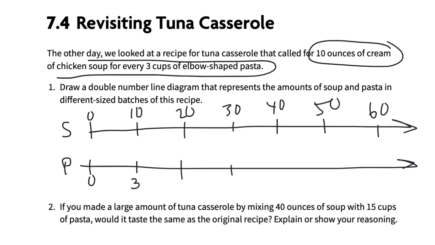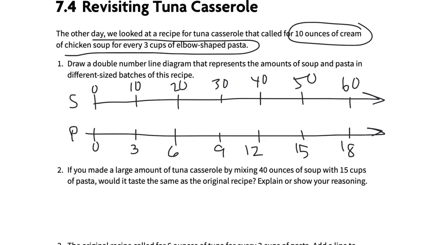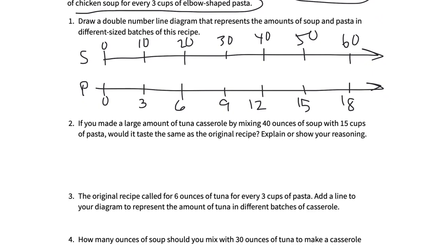So then what would these bottom numbers be down here? Well, we know that for every 10 ounces of cream of chicken soup, you have 3 cups of pasta. So 10 ounces, 3 cups. So if you have another 10 ounces for 20, that means you're going to have 6, then you're going to have 9, then 12, then 15, and then 18. And that is our beautiful double number line. So we're going to answer a bunch of questions now based on that double number line.